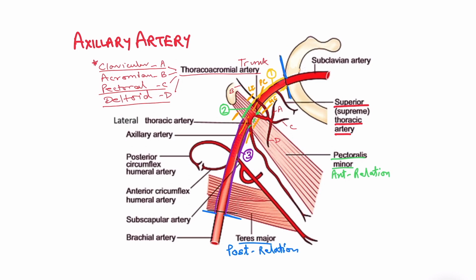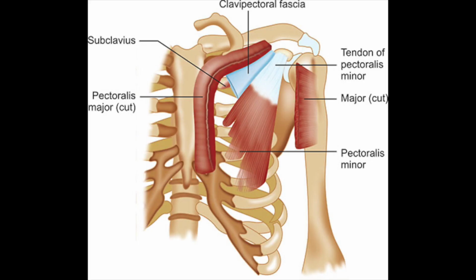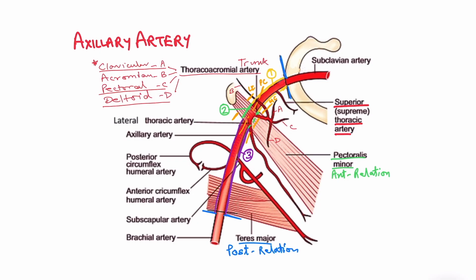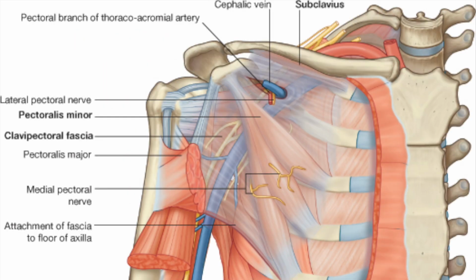So all these three structures, remember, the cephalic vein, the lymphatics from the thumb, and the deltoid branch of thoracoacromial artery, all have to come outside and go inside the axilla, but there is a membrane in between, and that is called clavipectoral fascia. So remember one important point about the thoracoacromial artery, that this artery pierces clavipectoral fascia.